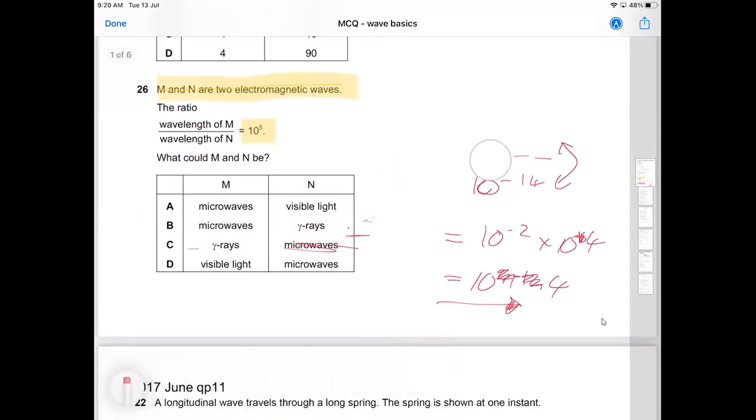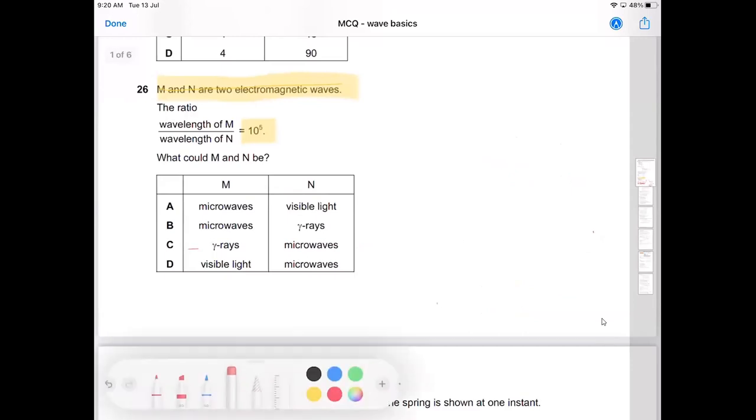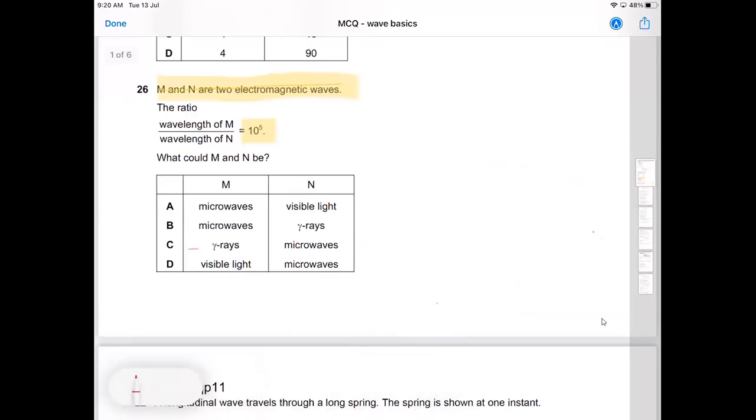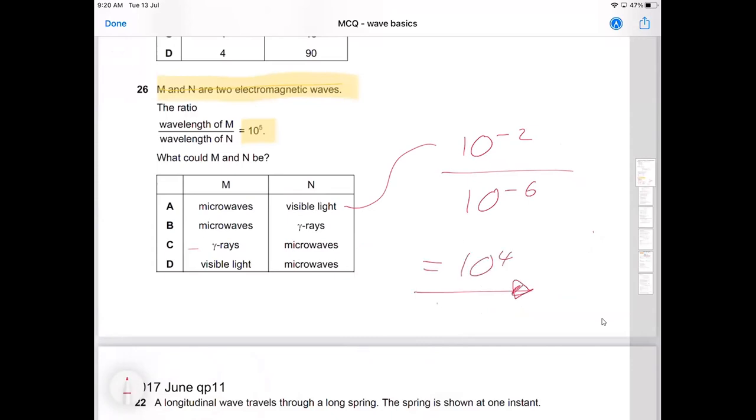Cool. So I'll show you that again one more time. I'll neaten it up and then I'll do that just one more time. So I approximate micro as 10 to the negative 2. I approximate visible as approximately 10 to the negative 6. And that gives me approximately 10 to the negative 4. If you were going to do D, D would be 10 to the 6 over 10 to the negative 2, which is going to give you 10 to the negative 4. So that's wrong. So D is off. And then micro and gamma, the difference between micro and gamma is so big that it's going to be definitely bigger than 10 to the power of 5.